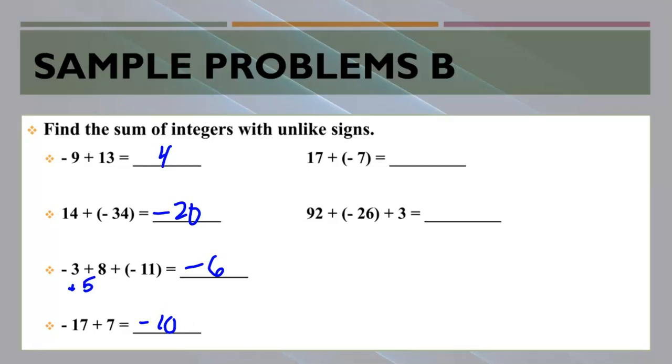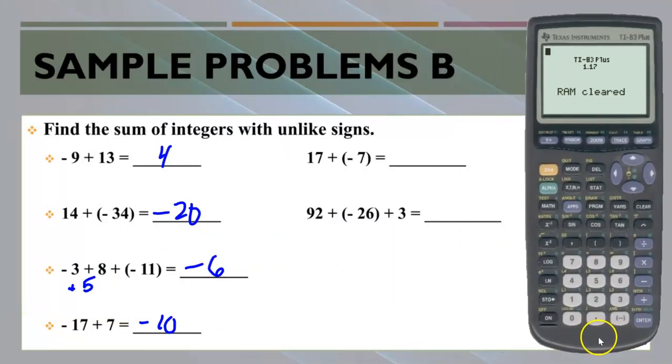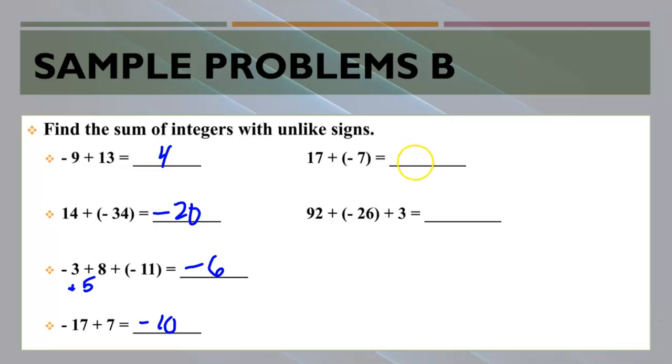Now, if you wanted to check it on a calculator, you could easily use your calculator to check it. So let me just put the calculator over here. So now if I were to do negative 17 plus 7, you can see that it still equals negative 10. Next, we got 17 plus a negative 7. The signs are still different, so 17 minus 7 is 10. Now, 17 is bigger than 7, so I go with the sign on 17, which is positive, so my answer is a positive 10.